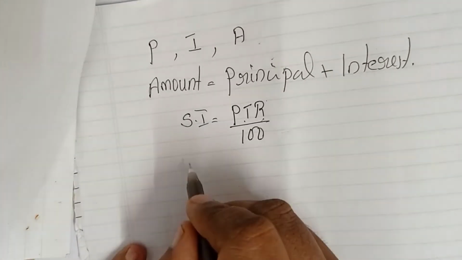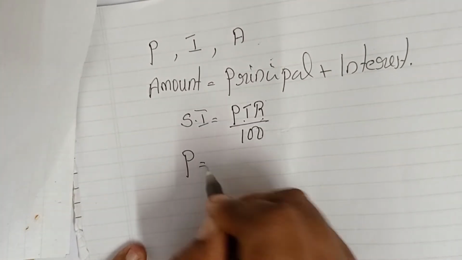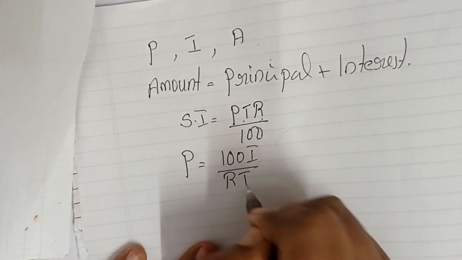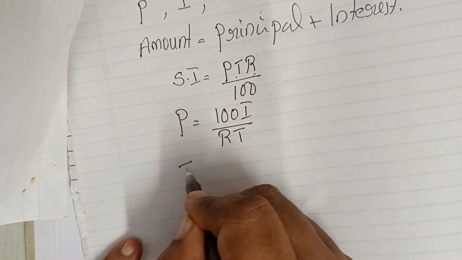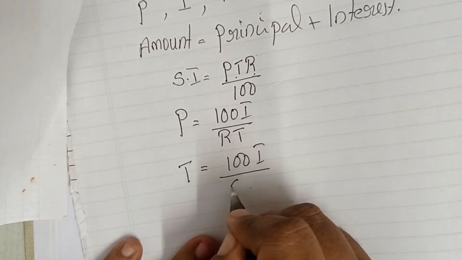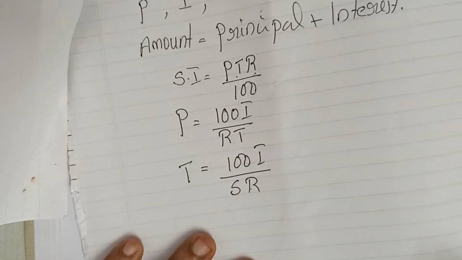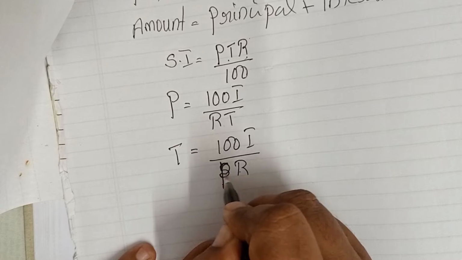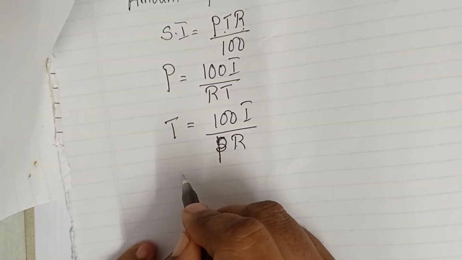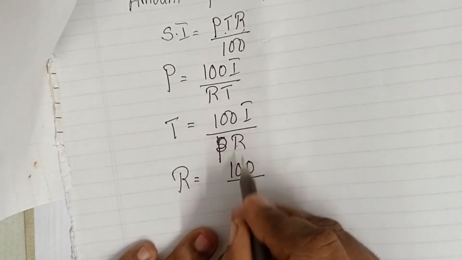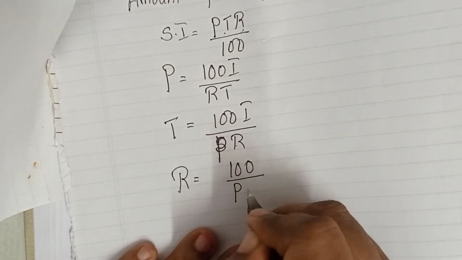From this formula, you can derive what P is equal to. P means 100I by RT. Same way, T means 100I by PR, not SR, PR. Then last one, rate is equal to 100I by PT.